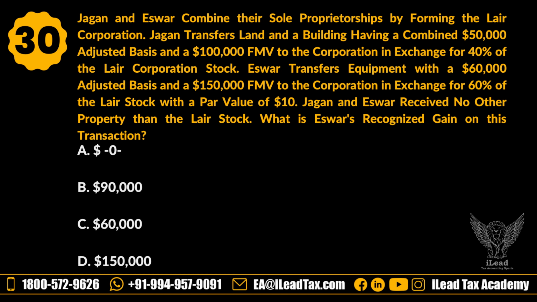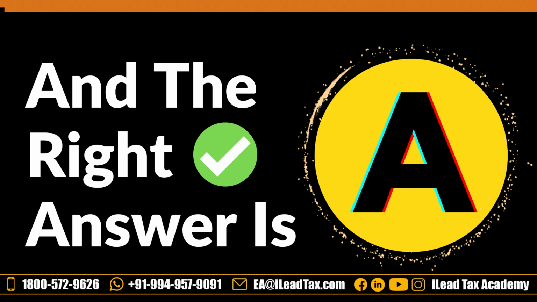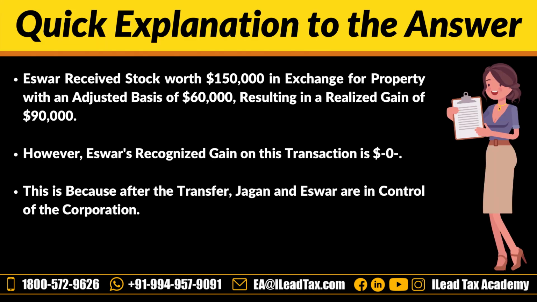Let's see the answer. The answer is A. Let's see why. In this scenario, Jagan and Ishwar combine their sole proprietorships by forming the Lyre Corporation. They each contribute property to the corporation in exchange for stock. Let's first break down Ishwar's contribution and the tax consequences. Here, Ishwar transfers equipment with 60,000 adjusted basis and 150,000 FMV to the corporation in exchange for 60% of the Lyre Corporation stock with a par value of $10.